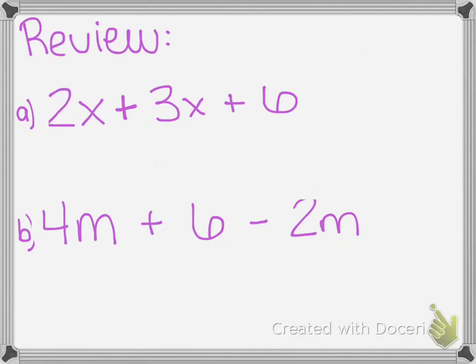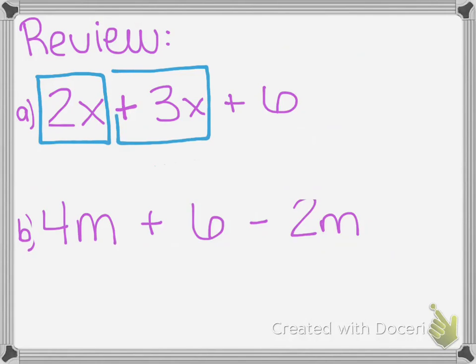So to start off with a review of combining like terms, let's start with question A, 2x plus 3x plus 6. So let's box in all of the terms that have an x in them, so 2x plus 3x. So 2x plus 3x is 5x. And then we don't want to leave this problem until we've got everything squared or circled. So we do have this plus 6. Nothing to combine it with. So our final answer for question A is 5x plus 6.